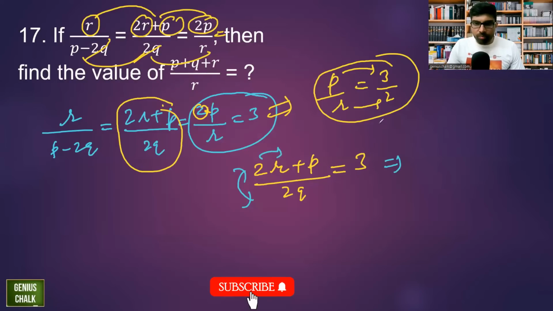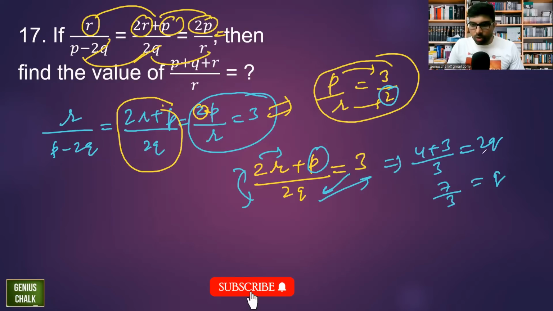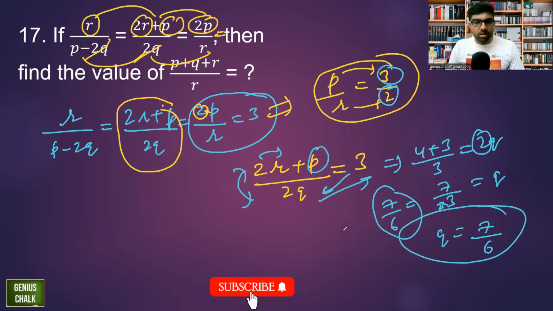So what is R? R is 2. So 2 into 2, 4. What is P? P is 3. And 2 into Q. So it is 3 here. So 2 into Q. So 3 I have taken here, 2Q I have taken here. So 7 by 3 is equal to Q. So this 2 will come here. So it is 7 by 6. So we have got P as 3, R as 2, and very important, Q as 7 by 6. You can find by putting this equation also.